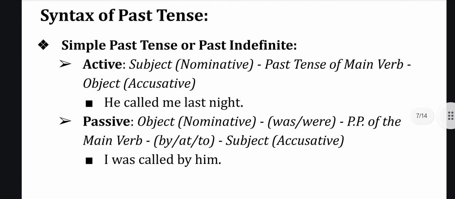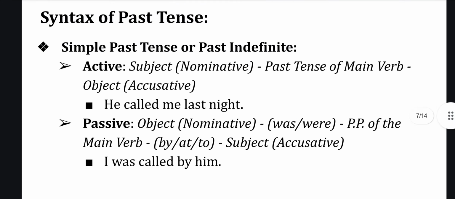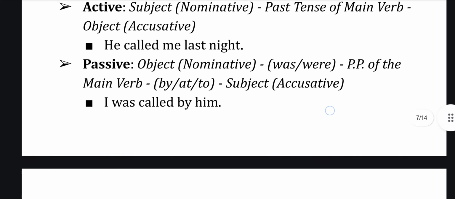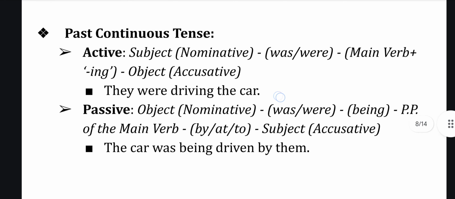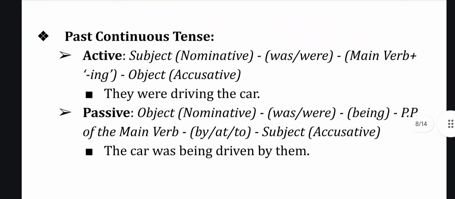I'm not going to deal with this anymore. I'm just skipping to the next part. This is past continuous. You need to write it down. Pause the video if you don't have any doubt. You can move on. If you have doubt, just let me know in the comment section. This is past continuous tense. Write it down in your copy.